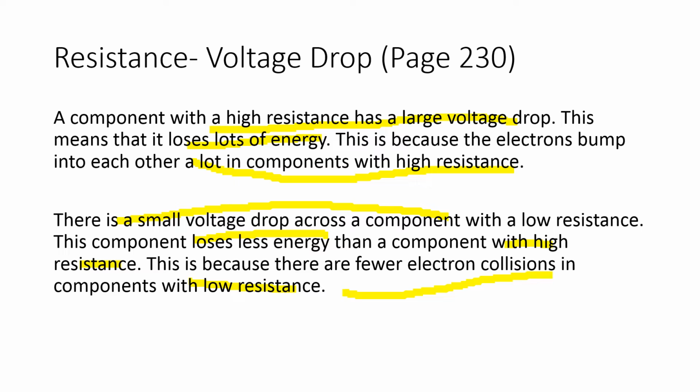So what it's trying to say is that a component with high resistance will have a large voltage drop because it will lose a lot of energy. Alright, because it loses a lot of energy to the light globe itself. When there's a small voltage drop, it will result in a low resistance. It means that that component is losing less energy because of fewer electron collisions. The same goes for if you have a lot of electrons that are colliding or bumping against each other, most likely you get a large voltage drop, which means that you have a greater amount of resistance. But if you have fewer electrons bumping into each other, you have a smaller voltage drop, which means resistance will be a lot smaller as well. Moving on to the next slide.